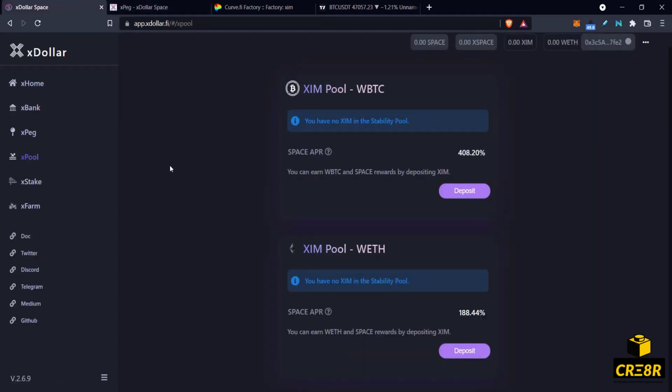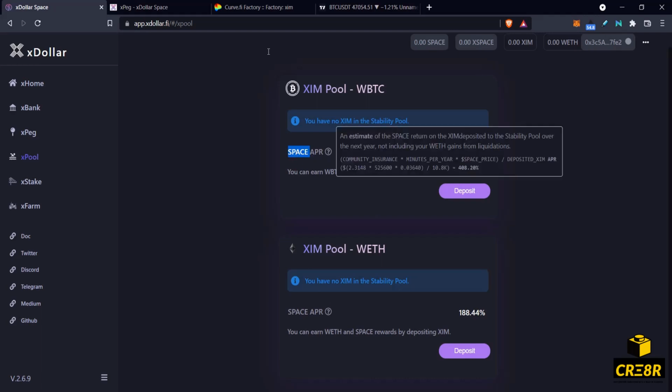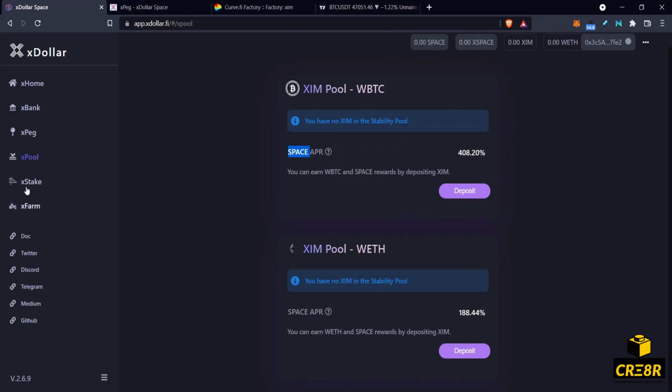Next part we have is Xpool. Now, Xpool is the stability pool. Now, these are the things that they use to liquidate positions. Now, if you tell someone that they have to bring money to liquidate these people's positions, it makes it more difficult, right? They have to borrow money. So this pool can help with that. Now, if you put your XIM in here, or you put your XIM in here, as you can see, there's a wBTC one and a wETH one. If you put your XIM in one of these two pools, you will make space tokens. Now, space tokens are the governance token of this protocol, and I will talk a little bit more about them when I get into stake here.